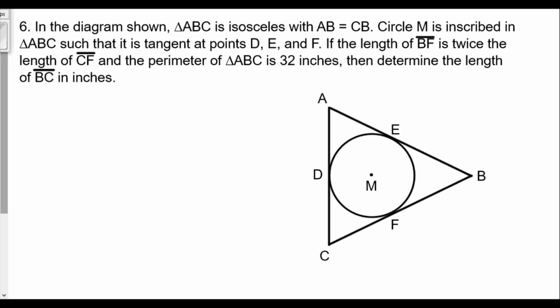Well, okay, let's look at the information we have. We definitely know that AB and BC are the same measure. And the length of BF is twice the length of CF. So we're going to call CF x.